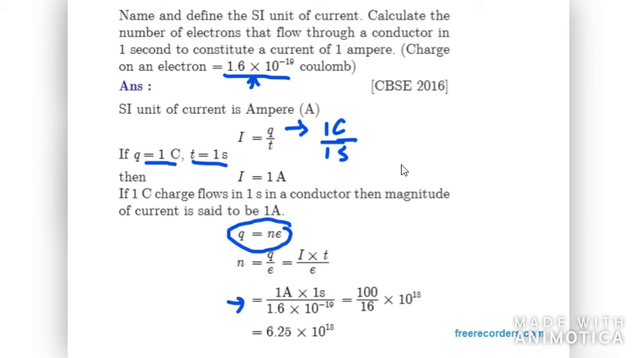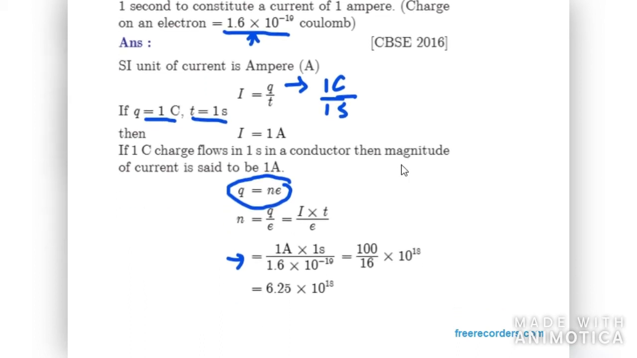Now when you solve this, you will get your answer as 6.25 into 10 raised to power 18 electrons when we have 1 ampere of current in 1 second. In 1 second, the number of electrons that flow through a conductor is 6.25 into 10 raised to power 18. Now moving on to next.